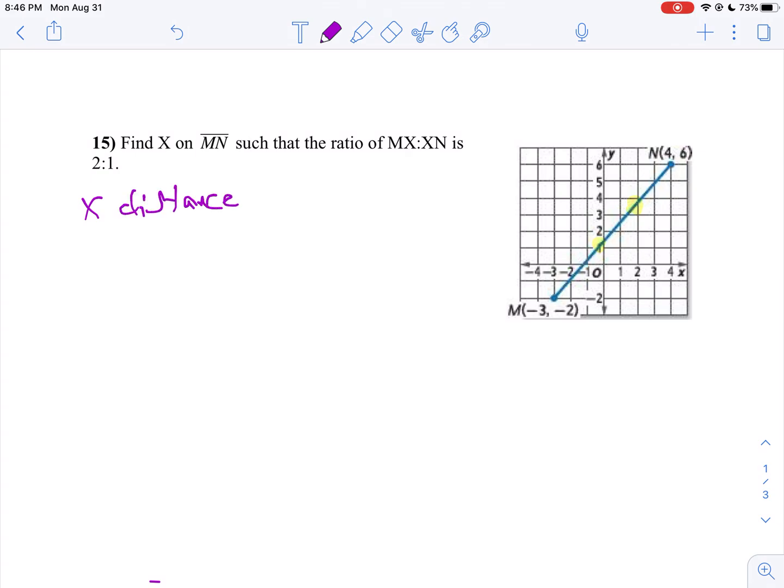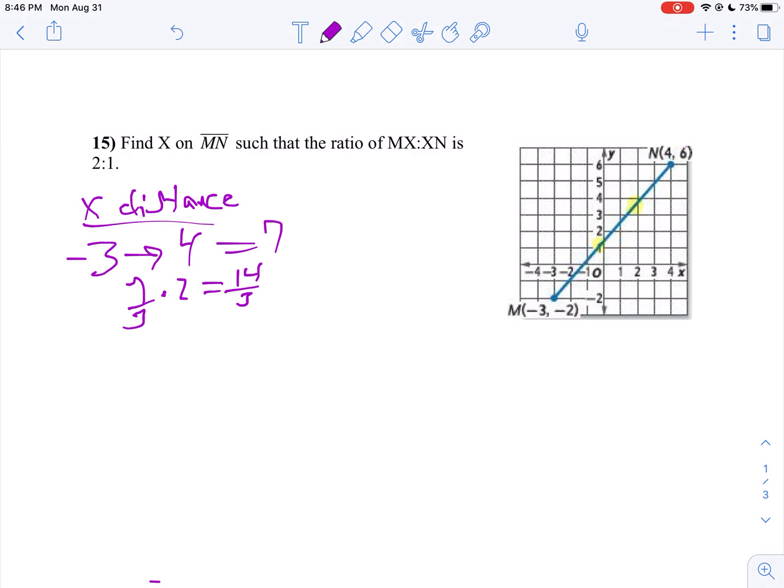Remember, distance is positive. So we're going from m at -3 to n at 4. Well, -3 to 4 is going to be 7. So we're going to divide that by 3 because there are 3 parts. So 7/3. But that's one distance, isn't it? That would be the distance from m to, say, y. I want m to x, so I'm going to double that. So I'm going to take that times 2. That would give me 14/3.